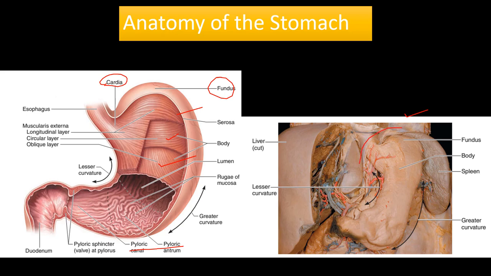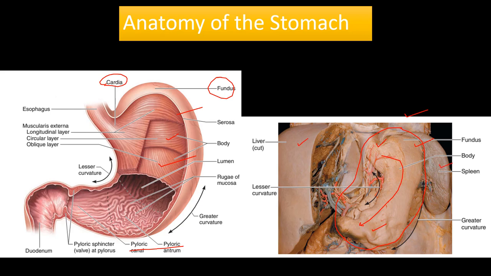So you can see here, this particular area shows the stomach in the human body. This is the cardiac area, this is the fundic area, and you have the pyloric area in this particular part. So this particular area is the stomach. This is the liver, okay, and here you have the spleen.